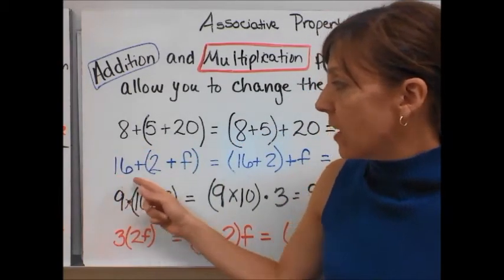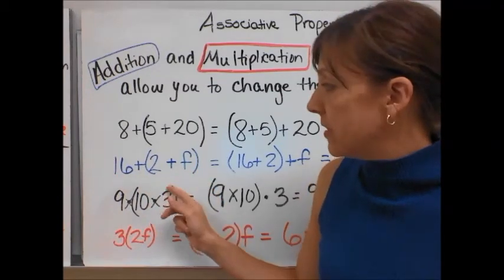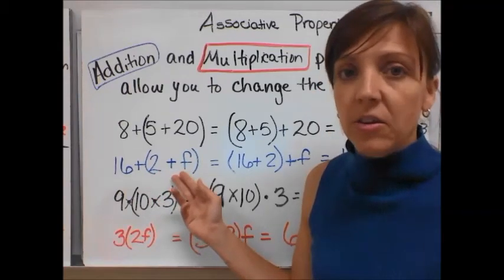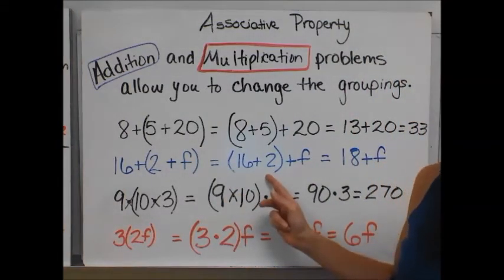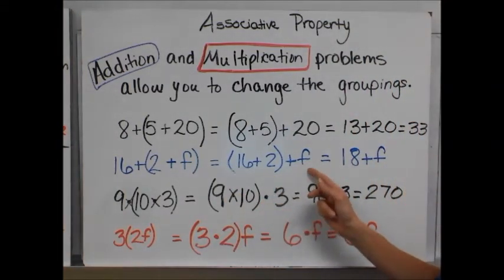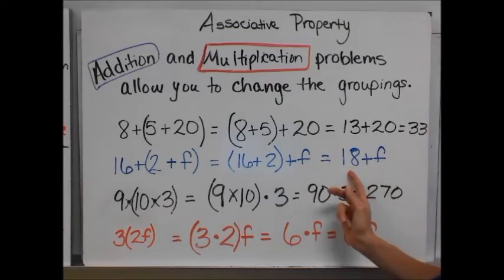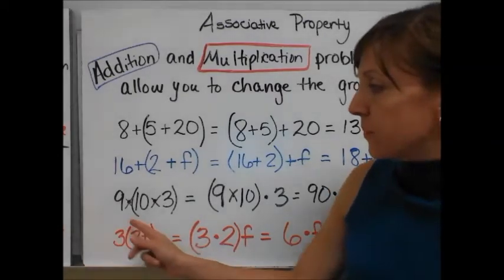Let's look at this one. 16 plus 2 plus f in parentheses. Well, 2 plus f, can't put those together. So let me make a different grouping. Let me group 16 plus 2. That gives me, plus f, that gives me 18 plus f. And this is where I have to leave it because I can't add a variable to a whole number since I don't know what this variable represents.